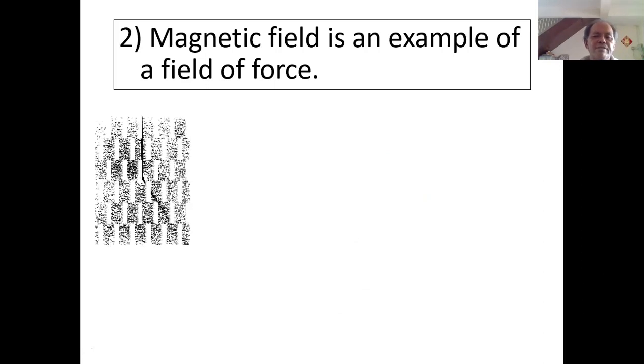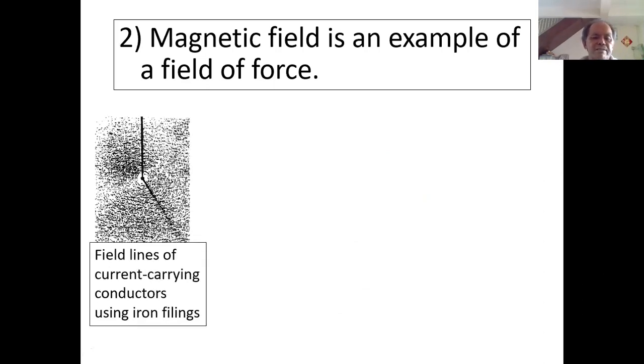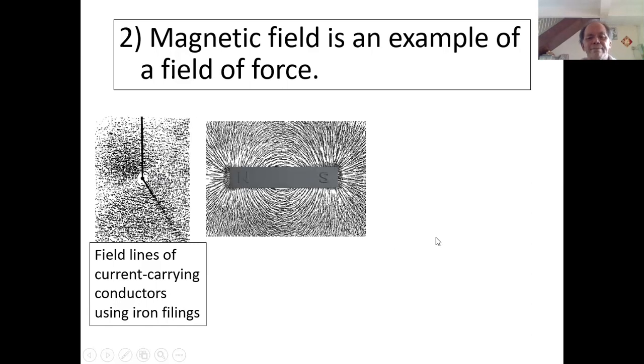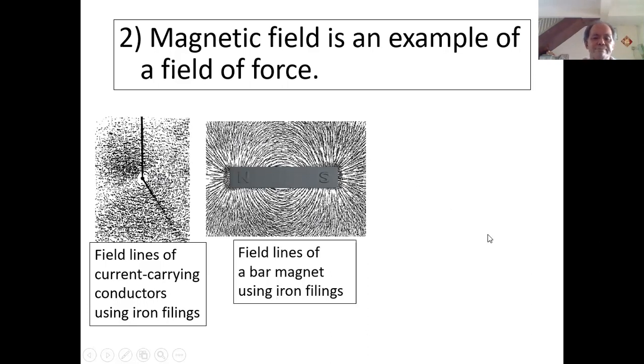Concept of magnetic field. Field lines. We can show the iron filing. We can show that there's a field around the current carrying conductor by scattering the iron filing on the cardboard. Tap the cardboard and then you can see some pattern there, just like what we did for a magnet. Scatter iron filing and then tap the table. Then you'll see the iron filing aligned with the magnetic field.